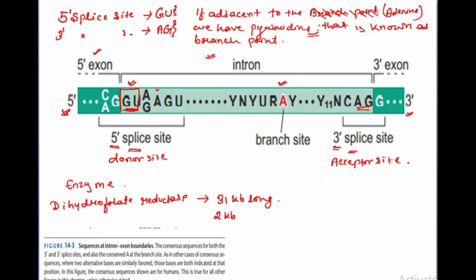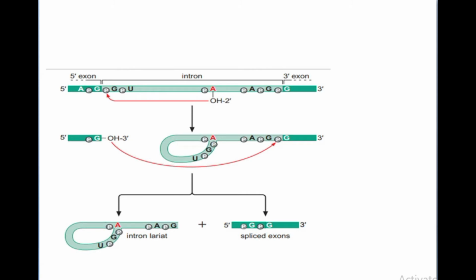Now let us see how the process of splicing takes place. See here, we have the branch point, that is A. What is A? It is adenine. What happens in case of RNA? The 2' and 3' carbons are present, which means an OH is present on the 2' carbon. Let us draw the structure of this RNA. Here is the pentose sugar, here the nitrogen base adenine is attached, and near the 2' and 3' positions an OH group is present.